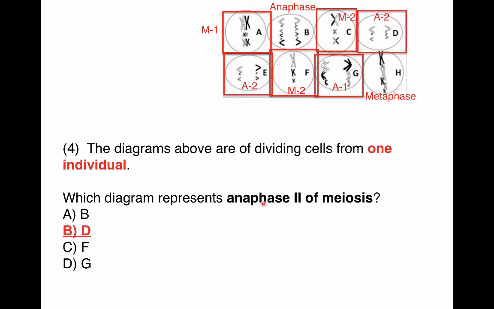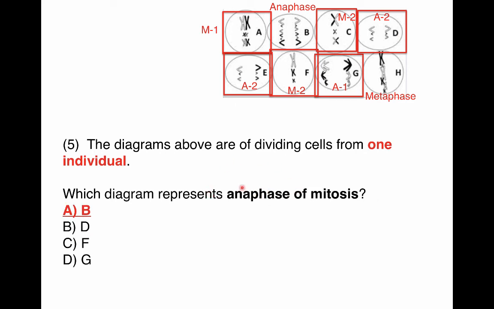Which represents anaphase 2 of meiosis? So again, in meiosis 2, we're separating the two sister chromatids. So we start meiosis 2 with the three chromosomes lined up on the metaphase plate. In anaphase 2, we separate the sister chromatids. And so if these started to separate, we'd see an image like this in E, where the chromatids are separating. So E is anaphase 2 as well as D. And D is one of the choices here.